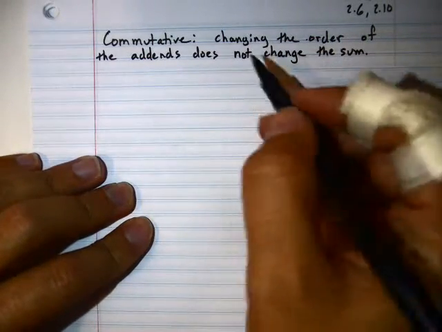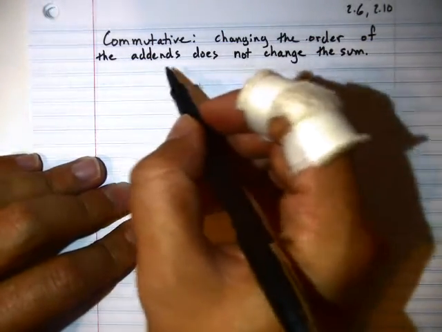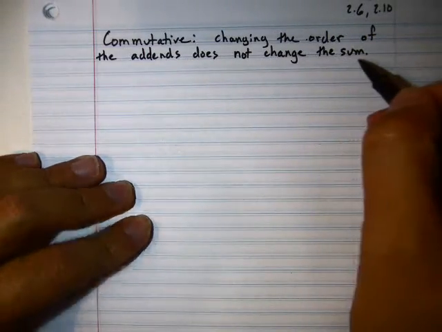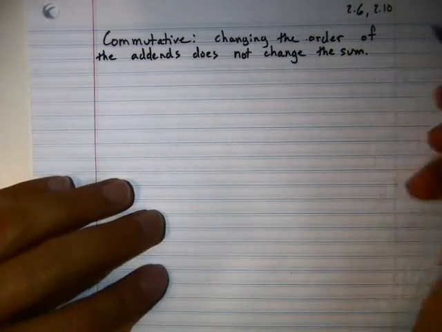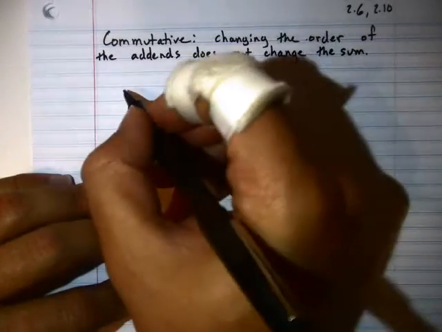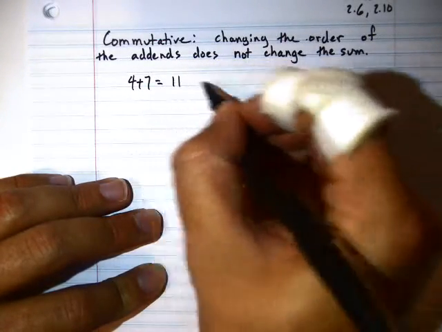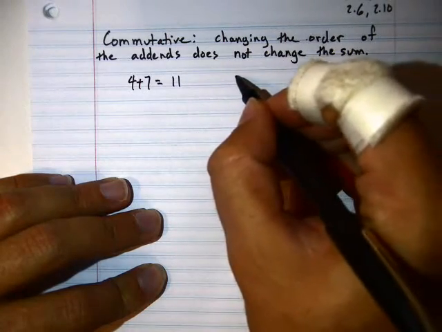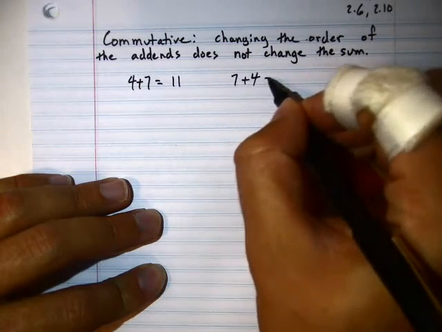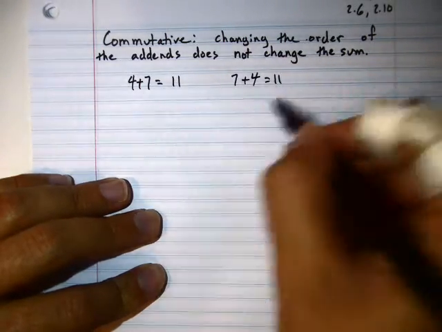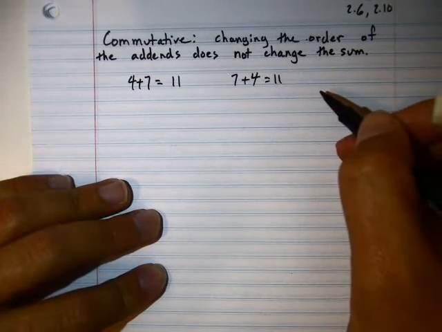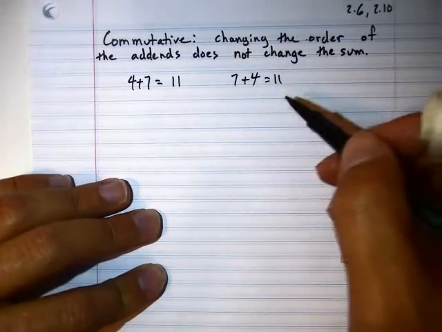So what this means is that we can change the order of the addends. The addends are things that we're adding, and the sum is, of course, what we get at the end. So in short, if I write 4 plus 7 equals 11, I can also write 7 plus 4 equals 11. And it still equals 11 no matter the order that I write them in. And this is important for the commutative.